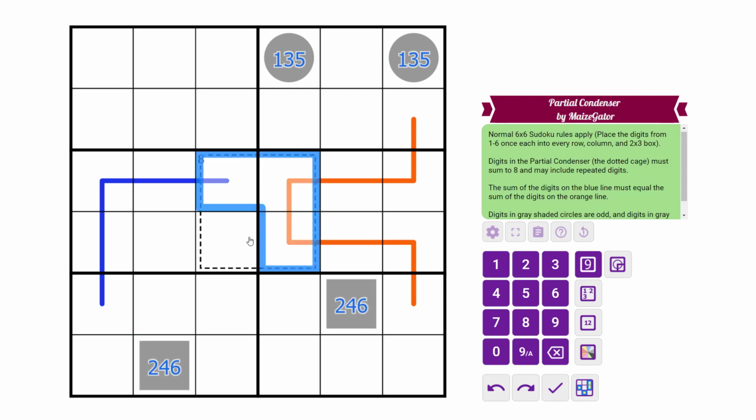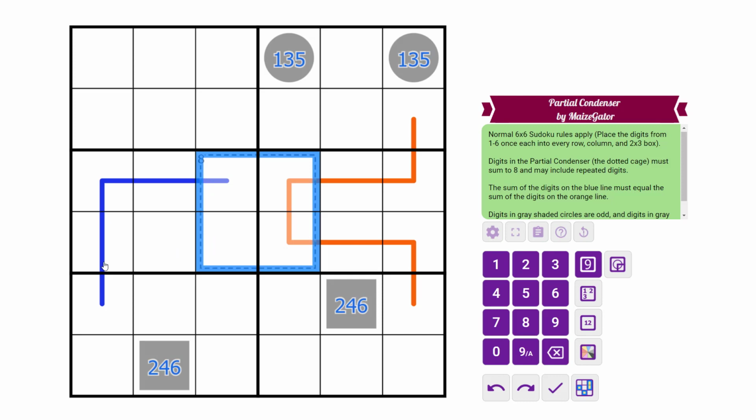So maybe I'll move on to the partial condenser, which includes 4 digits that sum to 8. Unfortunately, there are a variety of ways to do this. For example, 1, 1, 2, 4 or 1, 2, 2, 3. However, I can note that the maximum size of a digit inside the partial condenser is a 4. Because a 5 would require the other 3 digits in the condenser to all be 1, and that would necessarily break the Sudoku rules. Unfortunately, this is a dead end as well.